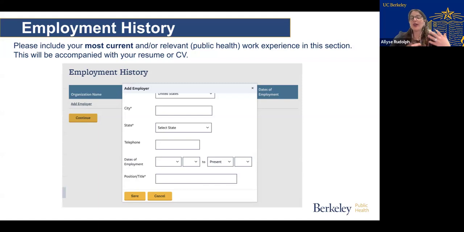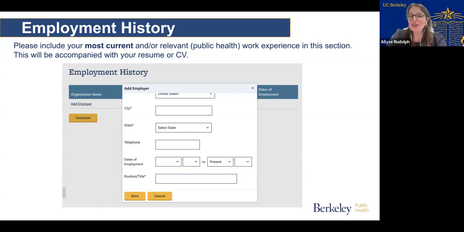CV, but the application system also requires that you submit your employment history manually as well, which we know is a lot of work, but it really helps us identify key information. So we can look at specific details like your job responsibilities, the relevance of those job responsibilities to what you'd be doing in the program. And it helps provide any clarity or fill in any gaps that we might have from your resume. So, I would say use this as a tool to your advantage.